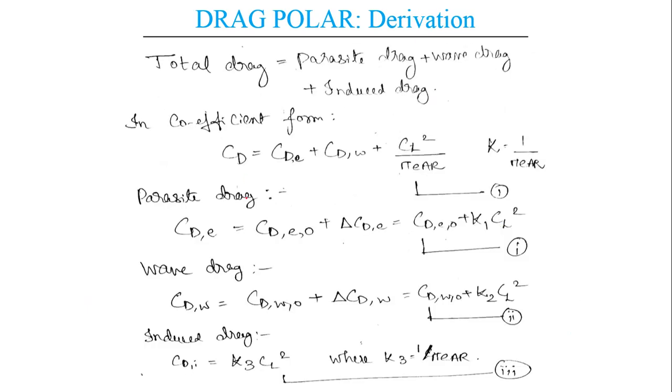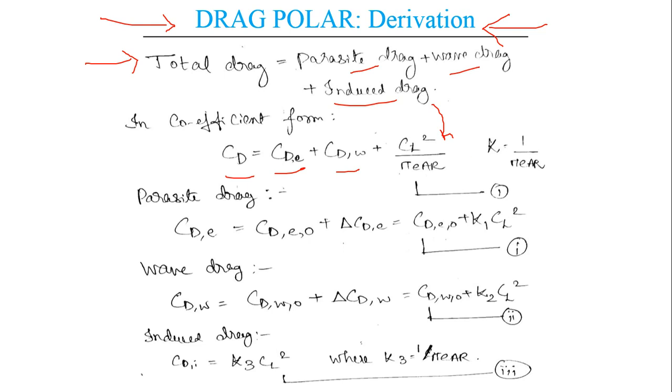Now let's derive this equation, the drag polar equation. As I said, we obtained the drag polar equation as CD is equal to CD naught plus K CL square. So how did we arrive at it? Let's start from the starting case. The total drag of an aircraft is nothing but the combination of parasitic drag plus wave drag plus induced drag. Now, when we write this in coefficient form, total drag can be written as CD. Similarly, parasite drag as CD comma e, wave drag as CD comma w, and for the induced drag, the formula can be substituted from the theory of incompressible flow as CL square by pi e AR.